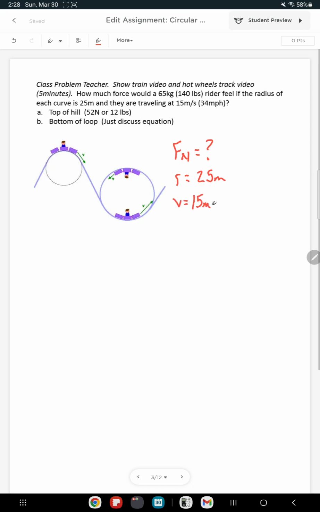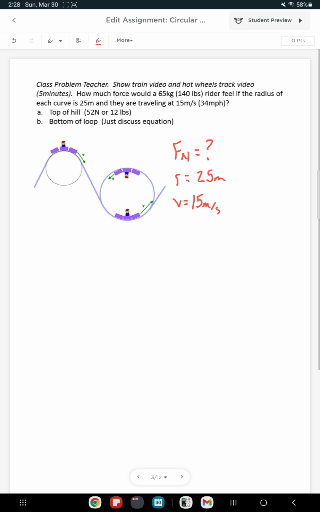Now in parentheses, I put R units. So it's typical, about a 140-pound person going 34 miles per hour. I did not put 25 meters in R units for some reason. But anyway, a typical average roller coaster, you're just going upside down in a circle.